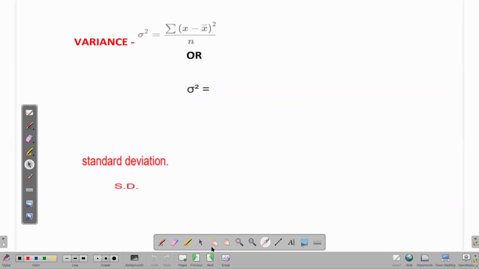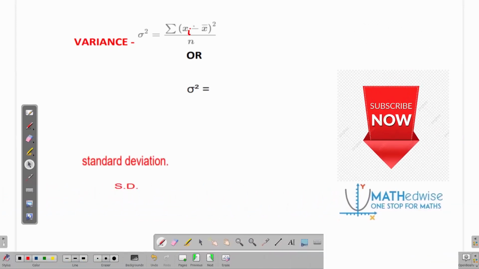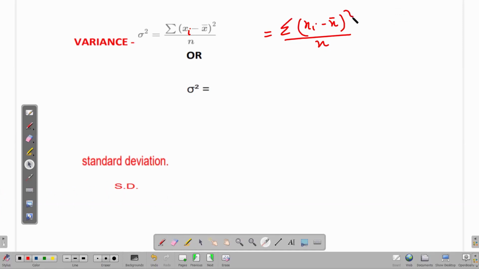Now this is very important, variance. So variance is denoted by sigma square, and one formula is sigma of xi minus x bar whole square upon the number of observations, that is n. That means if we have observations x1, x2, x3, we just find out the mean and we subtract the mean from each of the terms. That means x1 minus mean, then square it, x2 minus mean, then square it, x3 minus mean, then whole square, and sigma, that means sum of all these terms, upon the number of observations.